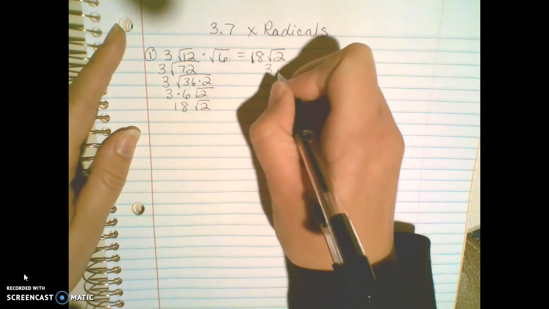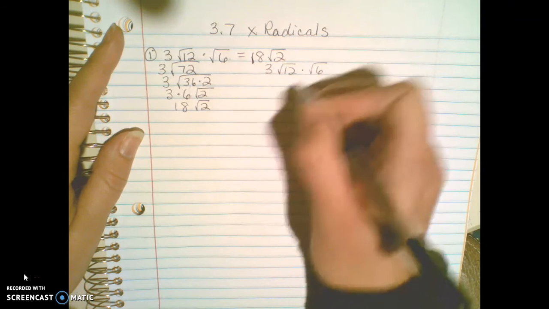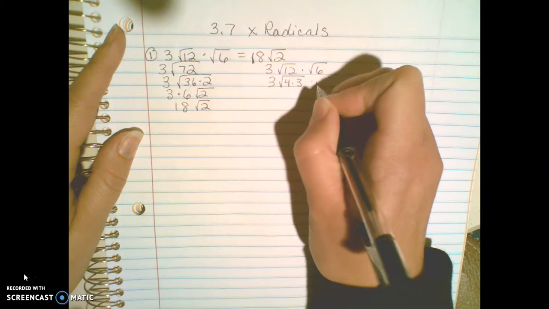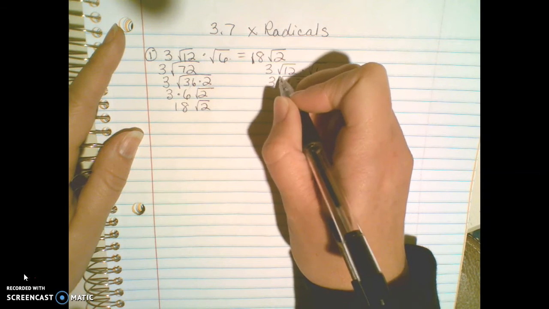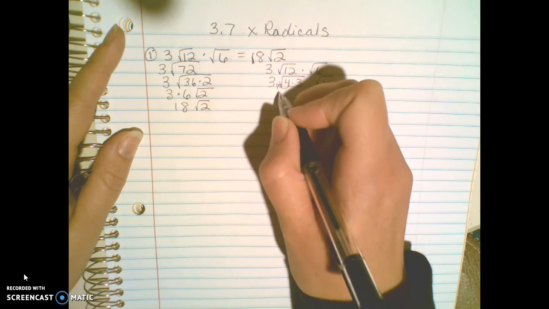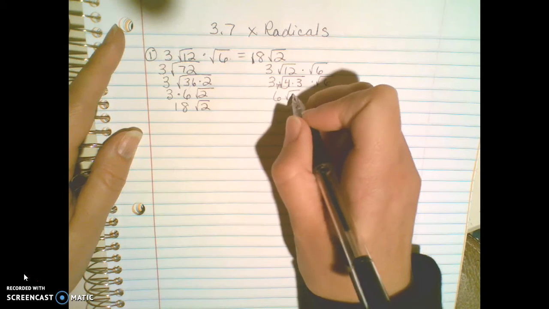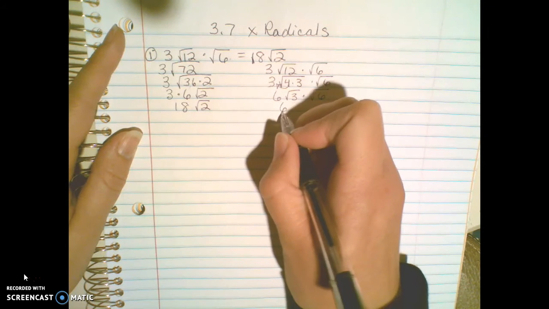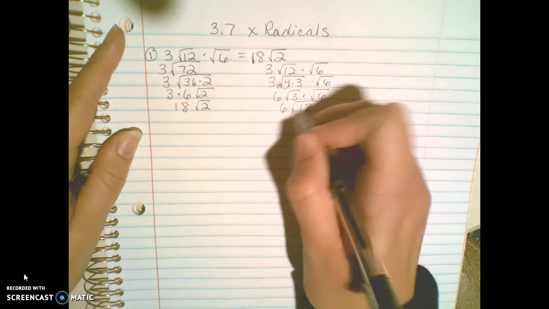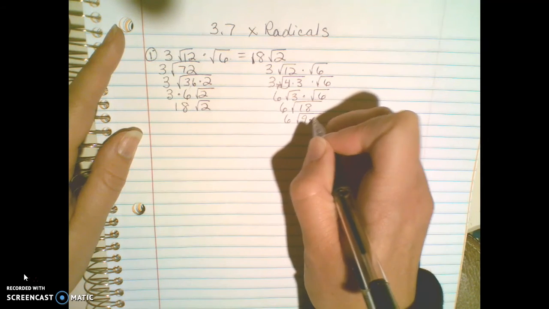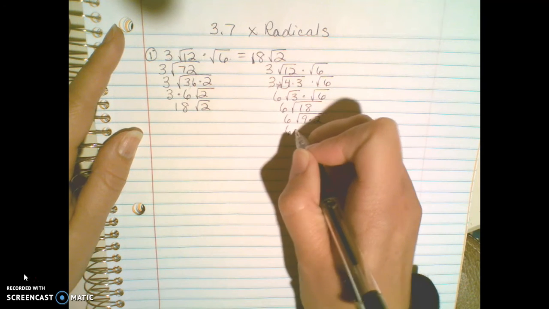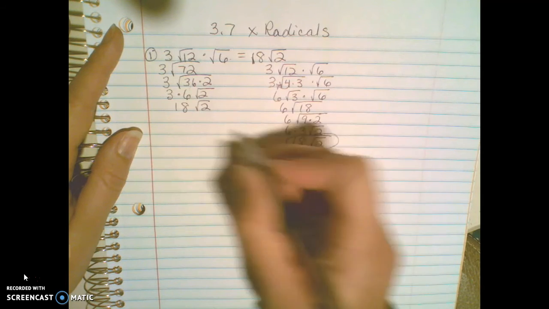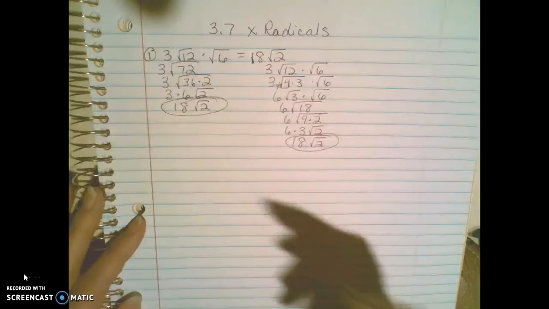The other way to do it, if you want the other way, is to simplify first. So I could say that 12 is the same thing as 4 times 3. And then the square root of 4 is 2. 2 times 3 is 6. So 6 times square root of 3 times square root of 6. And then I do 6. 3 times 6 is 18. 18 is the same thing as 9 times 2. And then square root of 9 is 3. So 18 square root of 2. So either way you do it, you get the same thing.